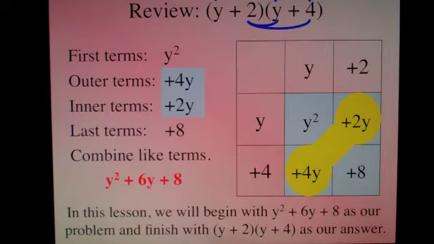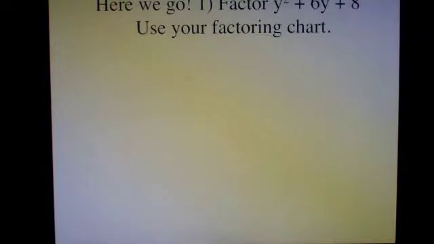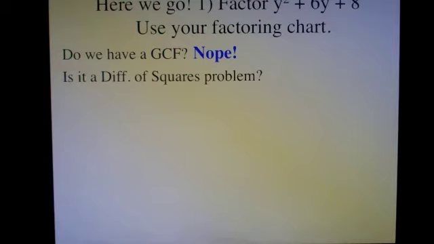Now what you're going to learn how to do is start at the end with y squared plus 6y plus 8 and then finish with your factored form, y plus 2 times y plus 4. So we're going to factor y squared plus 6y plus 8 using a factoring chart. Do we have a greatest common factor? No, we don't, not in this scenario. Is it a difference of squares problem? No way. There are three terms, plus they're all pluses.